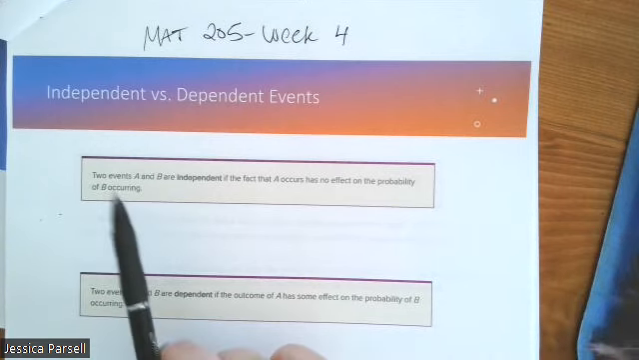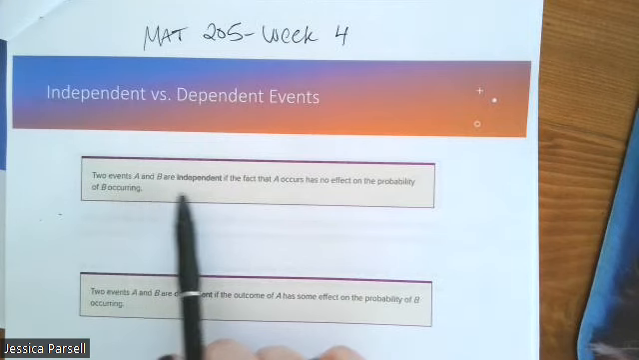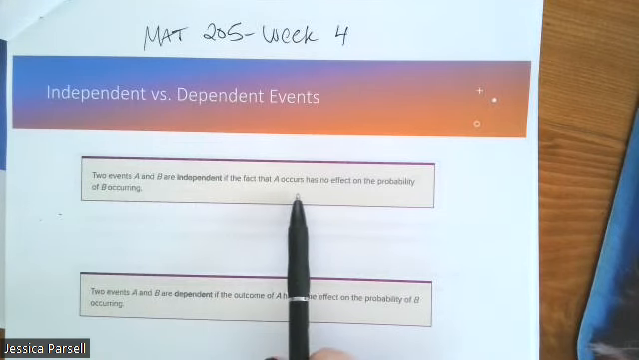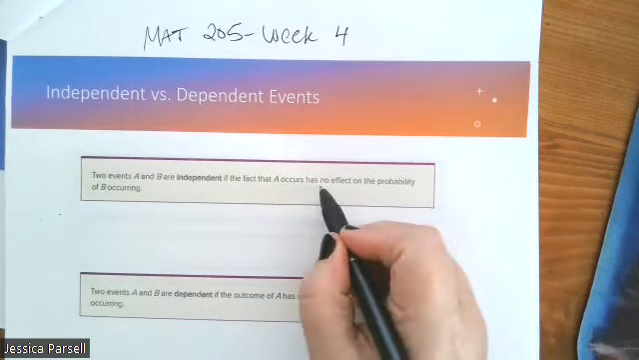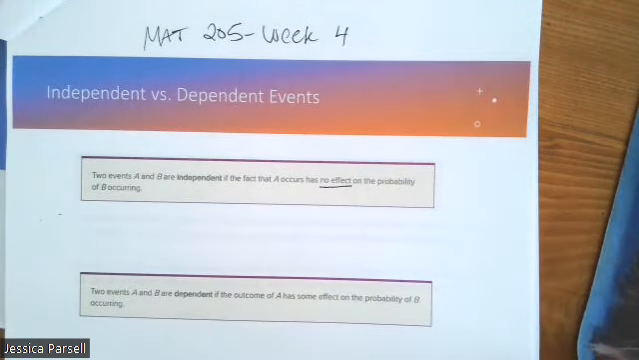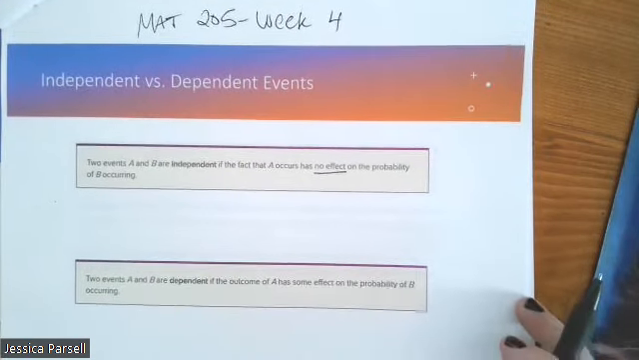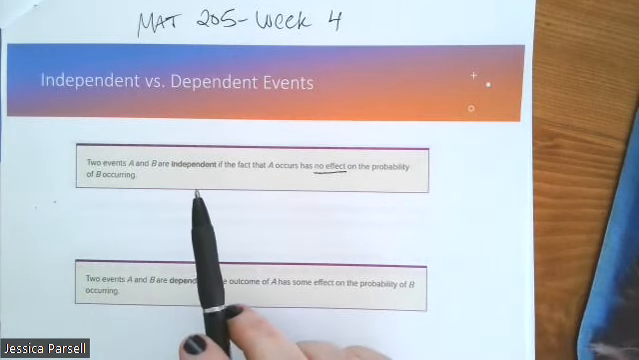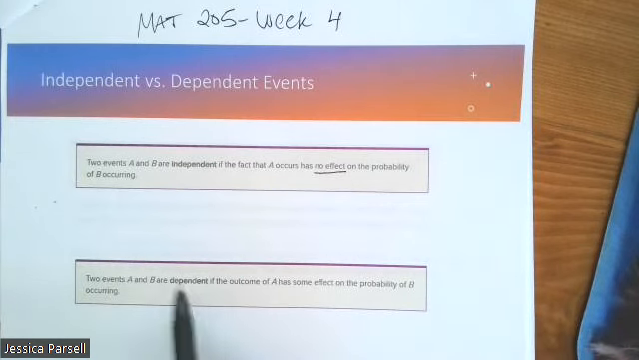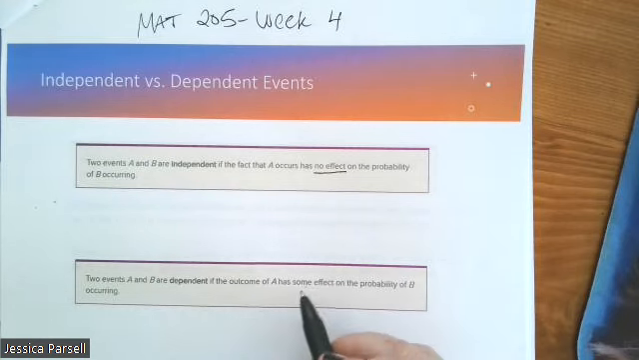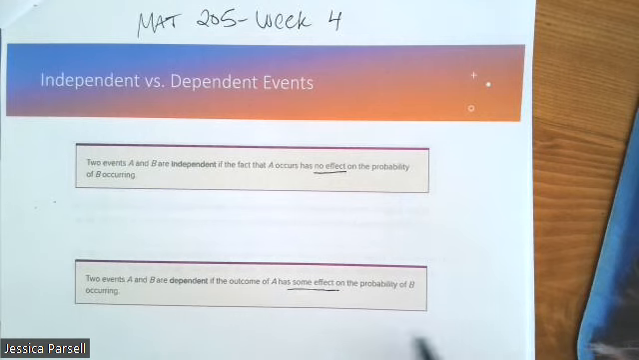So here are the definitions. Two events A and B are independent if the fact that A occurs has no effect on the probability of B occurring. That would make them independent events. Now, two events A and B are dependent, or depending on each other, if the outcome of A has some effect on the probability of B occurring.